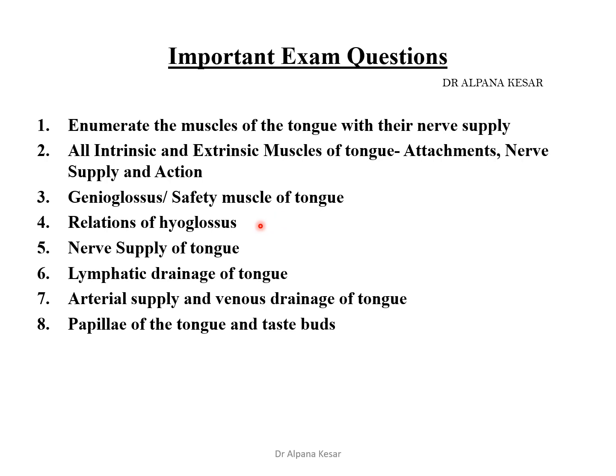Relations of hyoglossus, nerve supply of tongue, and lymphatic drainage of tongue are both important questions. Other than that, arterial supply and venous drainage of tongue may be asked. Papillae of the tongue and taste buds is yet another question that may be asked from the topic tongue.